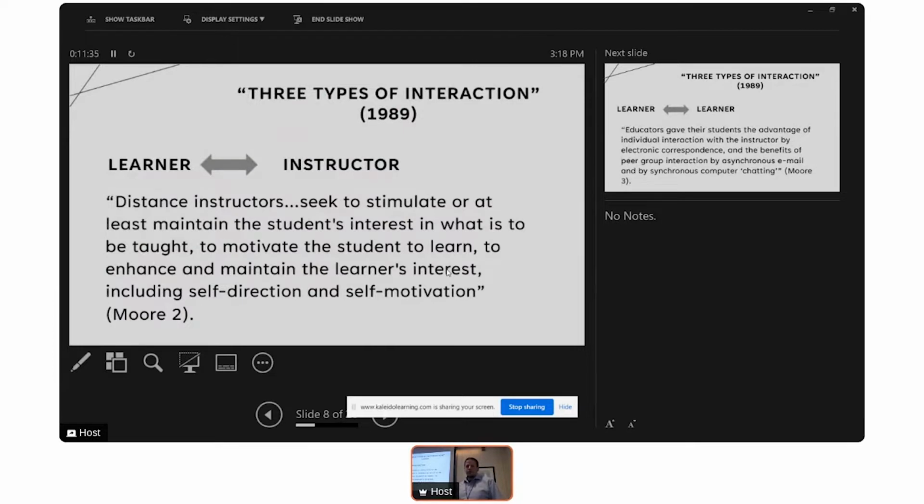Next, learner to instructor. Distance instructors seek to stimulate or at least maintain the student's interest in what is to be taught, to motivate the student to learn, to enhance and maintain the learner's interest, including self-direction and self-motivation. And so maybe a lot has changed in the technology, but learning has maybe not changed as much. We still motivate our students, or like yesterday's keynote, we help them to become more what they already are, but more so.